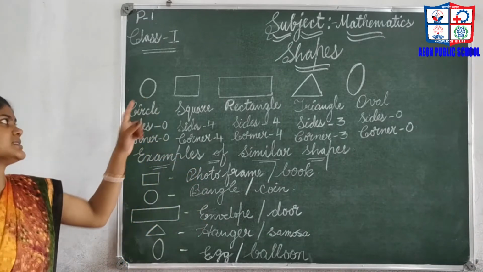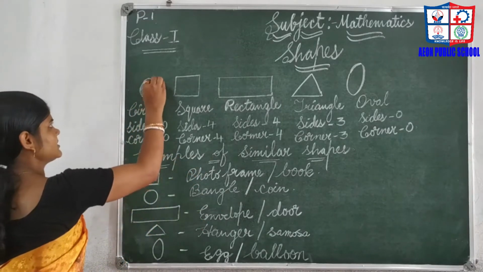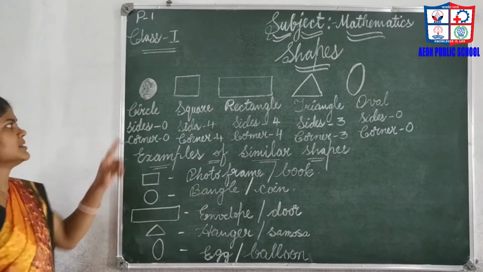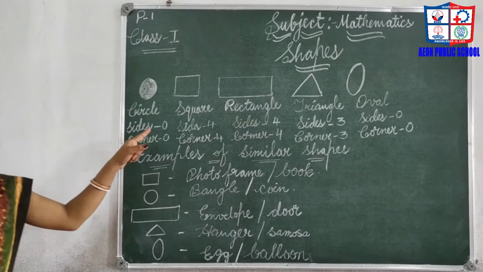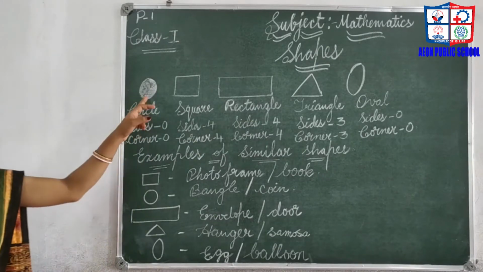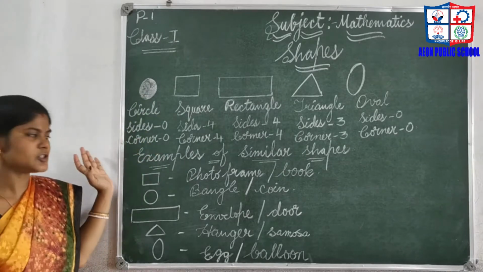So first shape is circle. You know this is circle. So circle is having sides 0. Is it having any sides? No, that's a 0. Does it have any corners? No, it is also a 0.